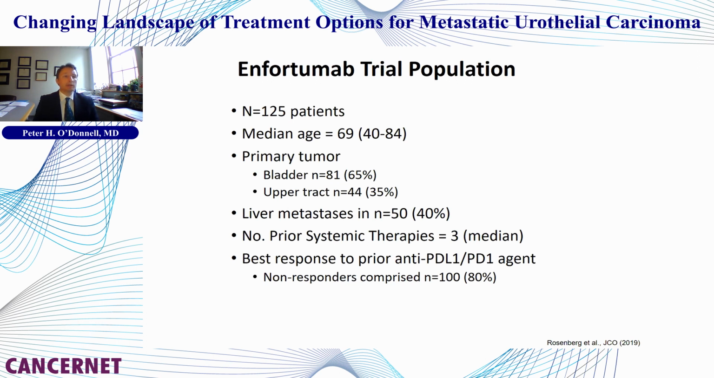Importantly, I think for our consideration of the data that we're going to look at, 40% of these individuals had liver metastases. And you can see this was a heavily pretreated population with the median number of prior systemic therapies being 3. And then also important to point out, since all of these patients had to have previously been treated with an anti-PD-1 or PD-L1 agent, you can see that the population had what we would expect for a response rate to the prior immunotherapies. 80% of the patients were non-responders to immunotherapy, which tracks very well with what we would expect for general responses to immunotherapies.